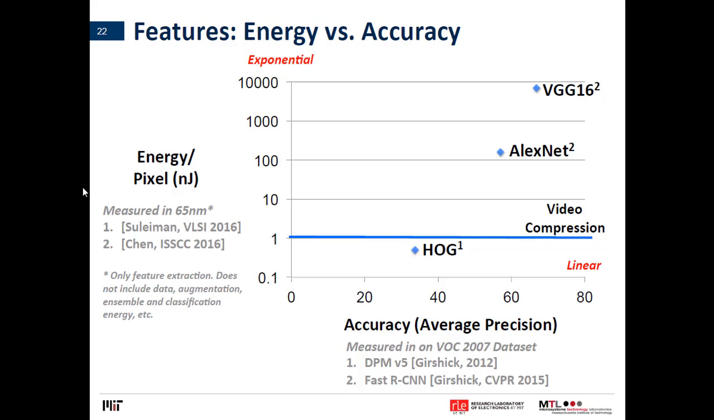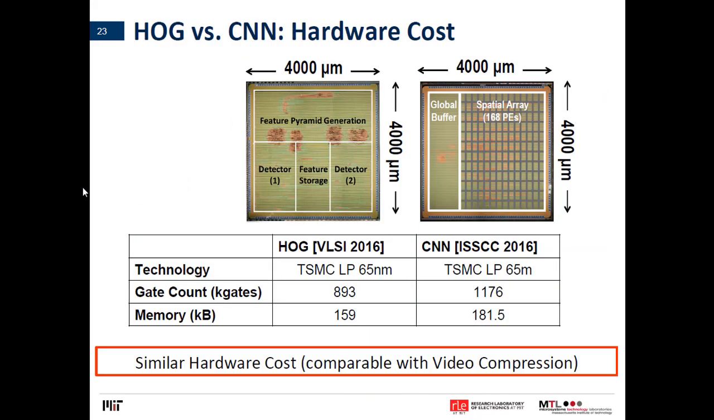So the question that we asked is, why is this the case? Can we understand why there is this gap so we can help close it? Okay, so these are the two chips, and again, they're in the same process technology. You can see that our gate counts are pretty much the same. Here, in the HOG chip, we're looking only at the feature extraction part, not at the classification part. You can see that the memories are also around the same, and again, we tried to keep it the same cost as video compression.